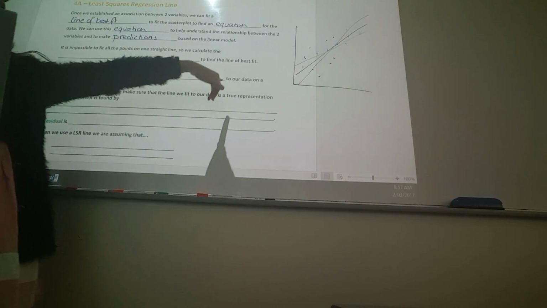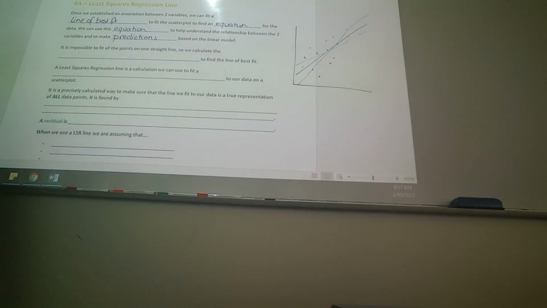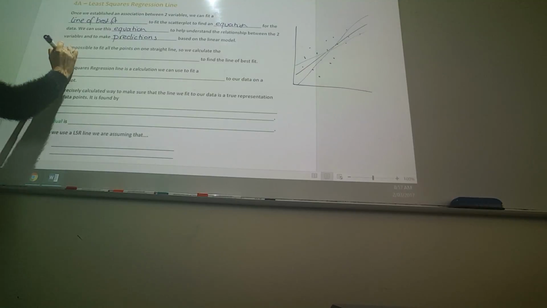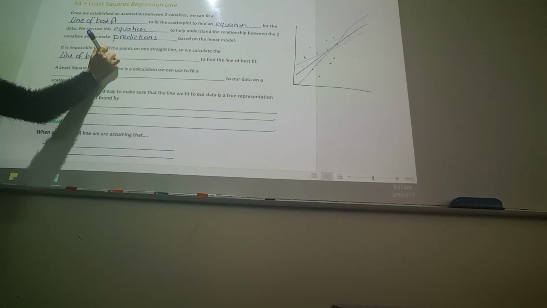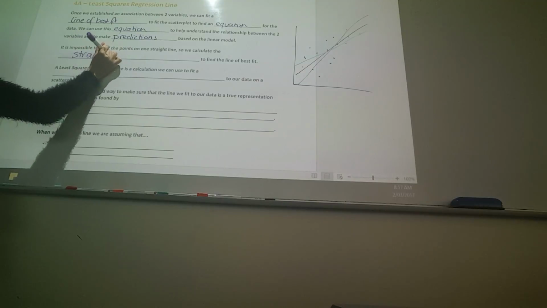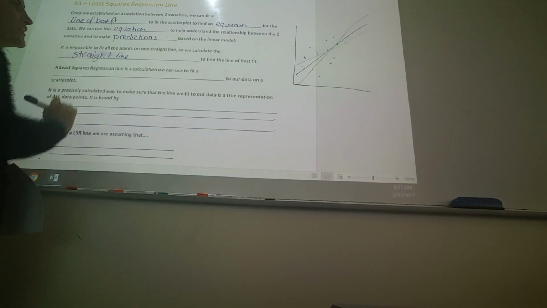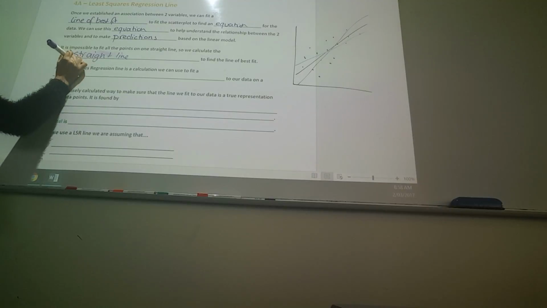But as we can see, it's impossible to fit a straight line to all of these dots, because if we did it, the line wouldn't be straight. So we calculate the line of best fit. Oh, not the line of best fit, sorry, I've already got the line of fit. We calculate the straight line, sorry, the straight line to find the line of best fit, which we are calling the least squares regression line.